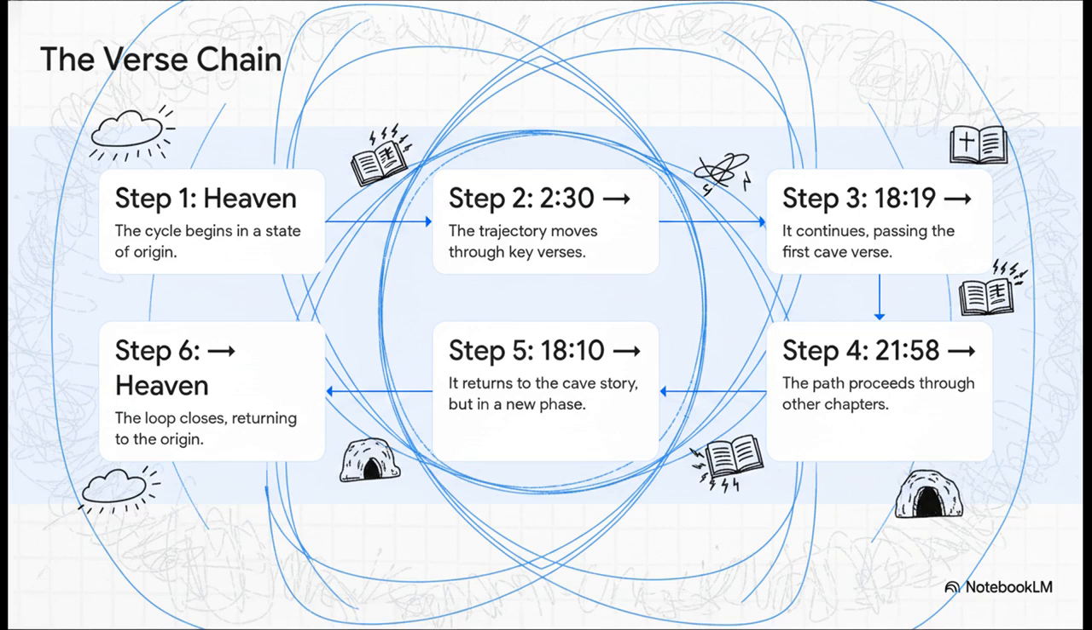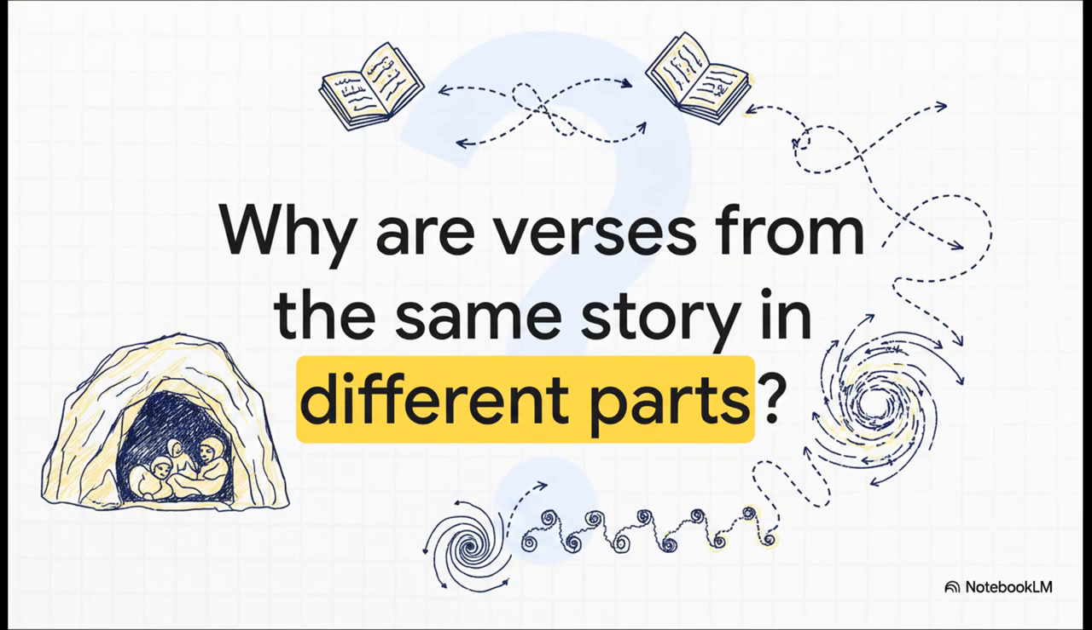But if you're looking closely, you might notice something a little odd here. Right, that's the question. Both of these verses are from the exact same story in the Quran, the story of the sleepers in the cave. So why in the world are they separated in this trajectory by a bunch of other verses? How can the same physical place show up at two different points in the cycle?